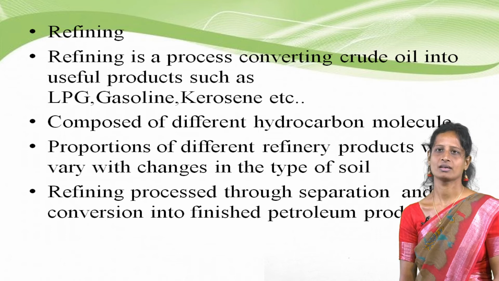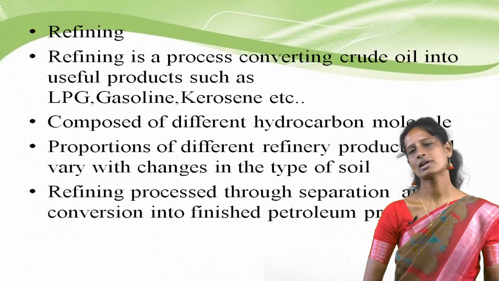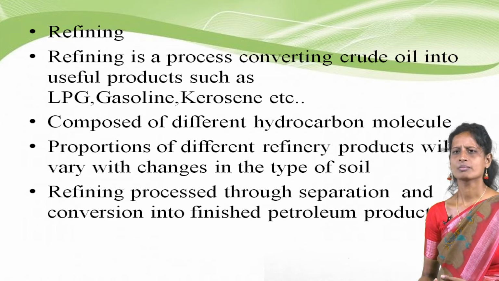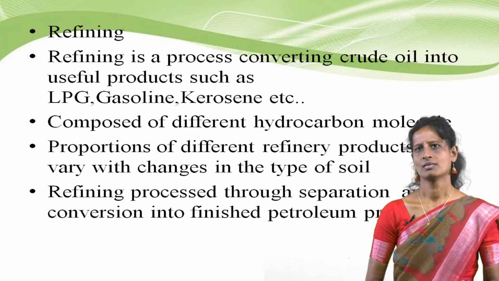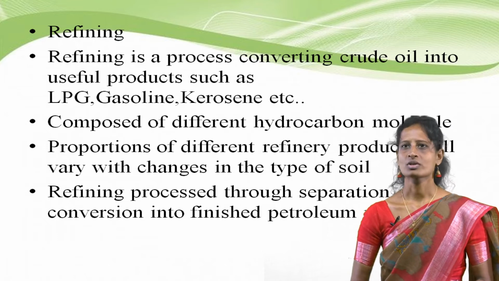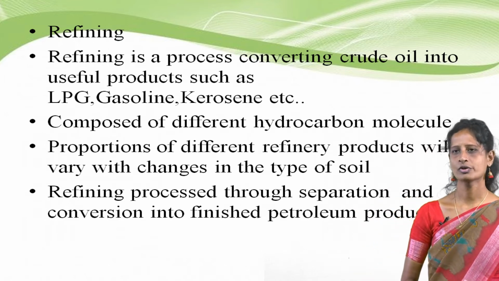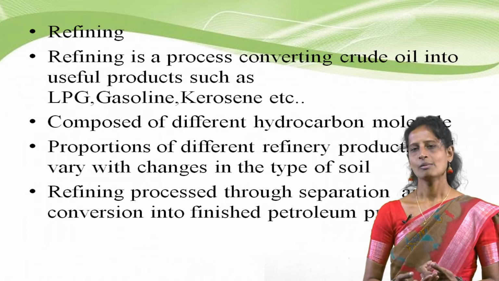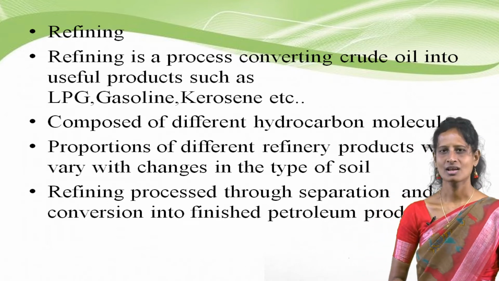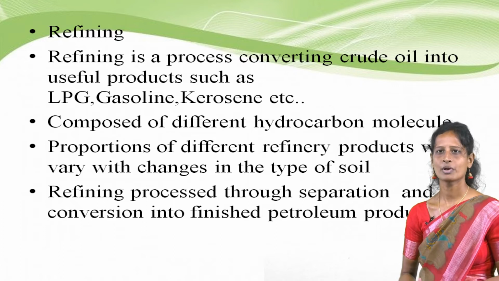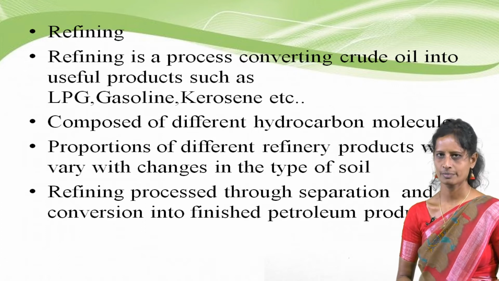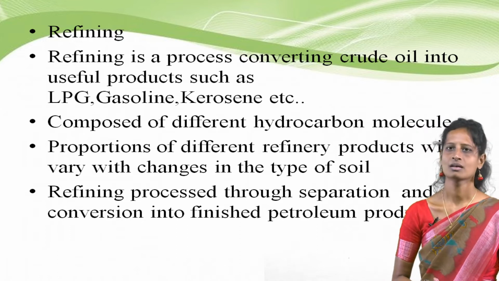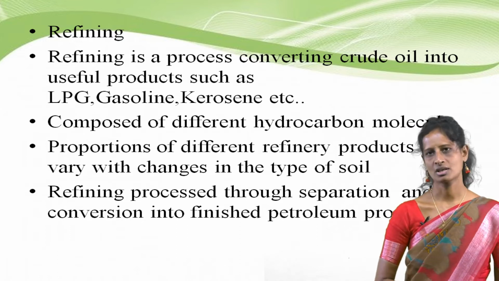Next one is refining. Refining is very important in petroleum because due to refining we get some byproducts. Refining is a process of converting crude oil into useful products. From crude oil we get LPG, gasoline and kerosene. What is LPG? LPG is liquefied petroleum gas. It is used for domestic purposes in households, and as a fuel in vehicles. Kerosene is used for domestic purposes.